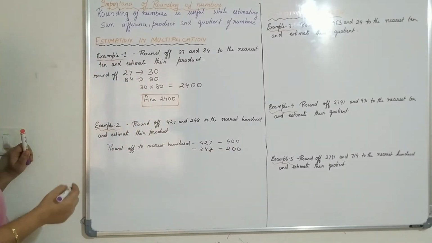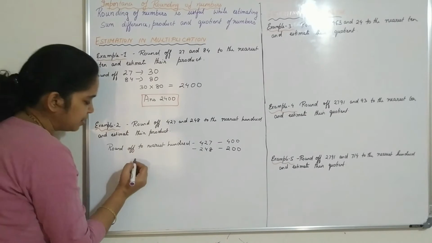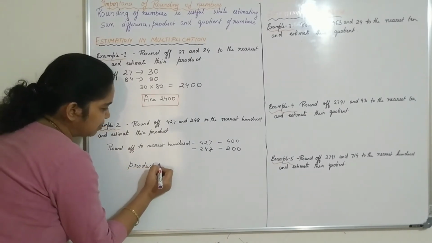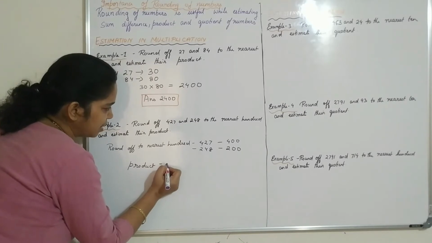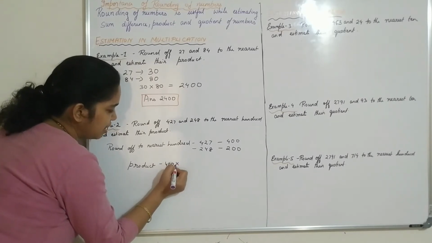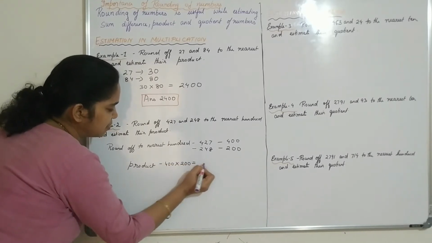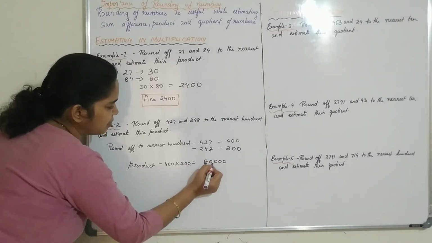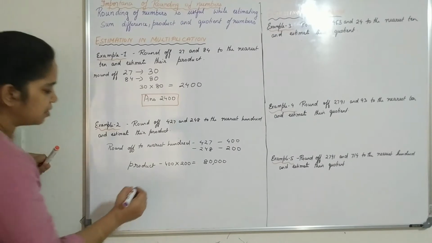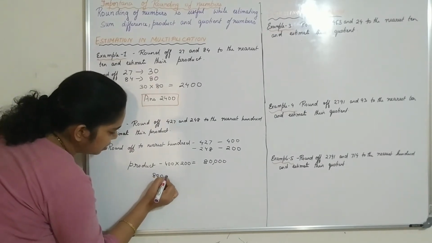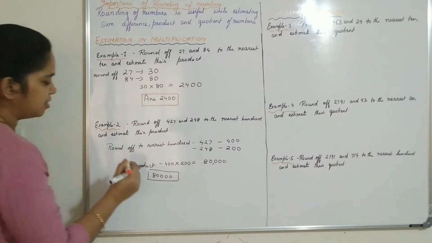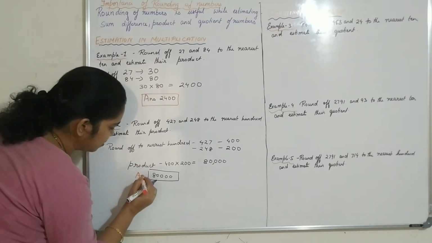And now you have to find the product of both the numbers. So the product of both the numbers will be the first number into the second number, that is 400 into 200, equal to how much? It will be 80,000. So the answer will be 80,000.